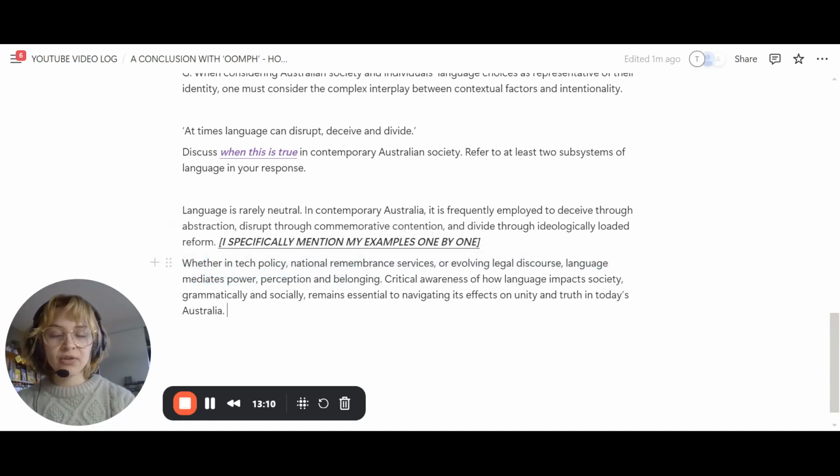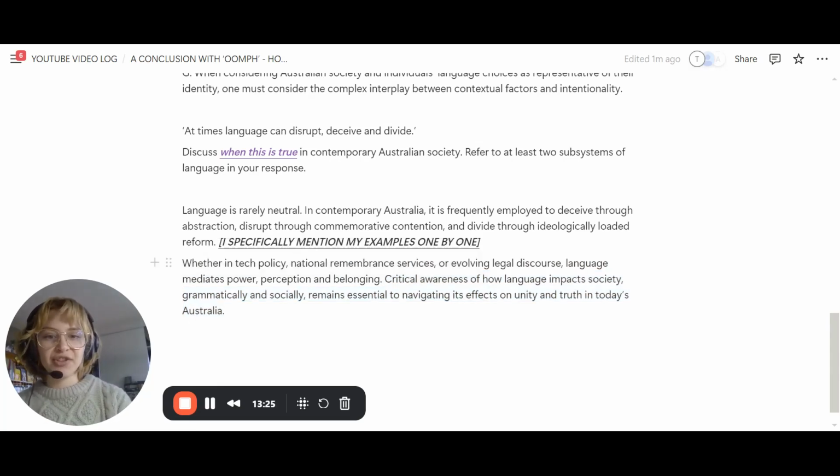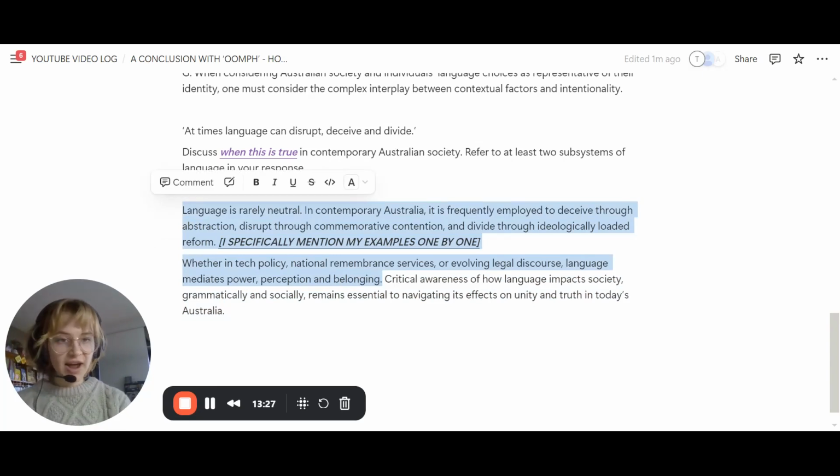Critical awareness of how language impacts society, grammatically and socially, remains essential to navigating its effects on unity and truth in today's Australia. So this is a really nice, broad, final sentence of your conclusion. The sentences that I've highlighted are a bit of a mix between broad, specific, and the actual examples, but what Samantha's still done here is finish with a very broad, general statement at the very end of the conclusion. So what I'm saying here, it's really up to you how you approach it.